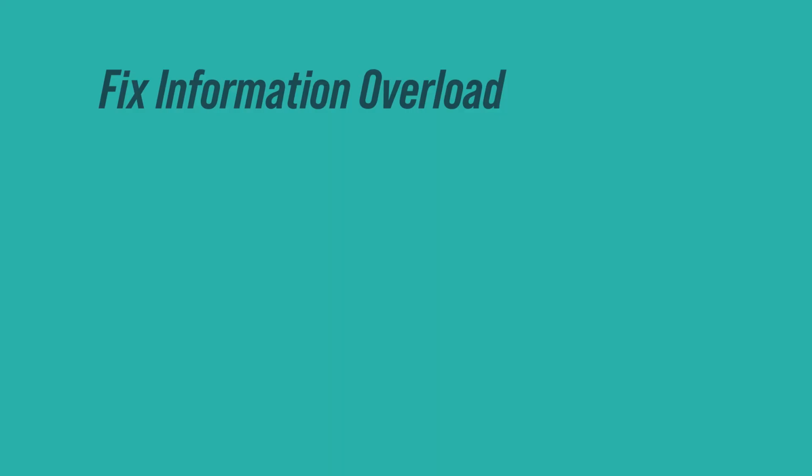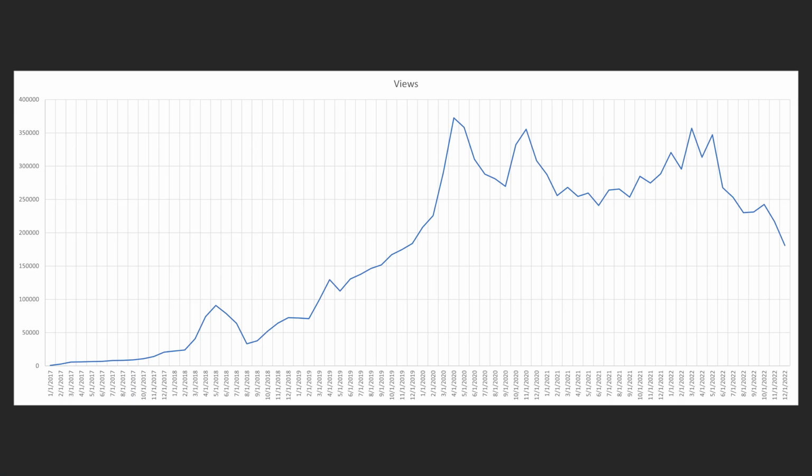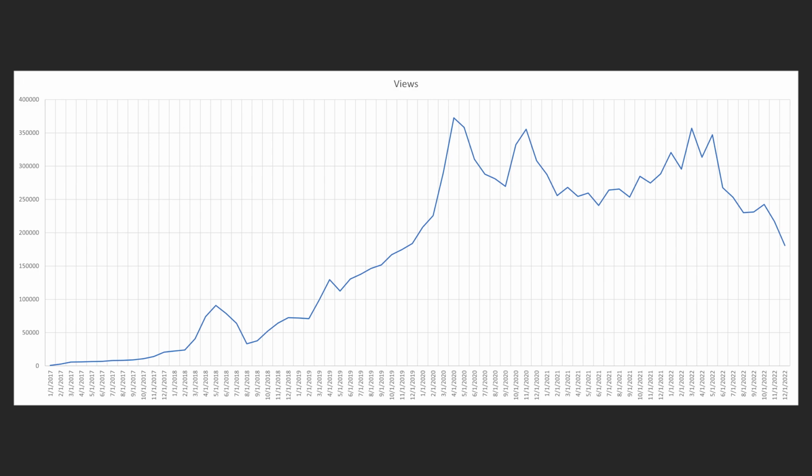All right, so now that we know some of the common issues to avoid in our data visualizations, how do we fix these things? Let's start with information overload. The first tip that I would recommend is to step your audience one by one through the components of your graph. So if you have, let's say, a line chart that looks like this, which is YouTube views over time for my channel, instead of presenting this entire graph to them and then trying to talk through it, what's better is to use the graph as a visual aid and let your audience focus on specific components and use how you design the graph to help you each step of the way.